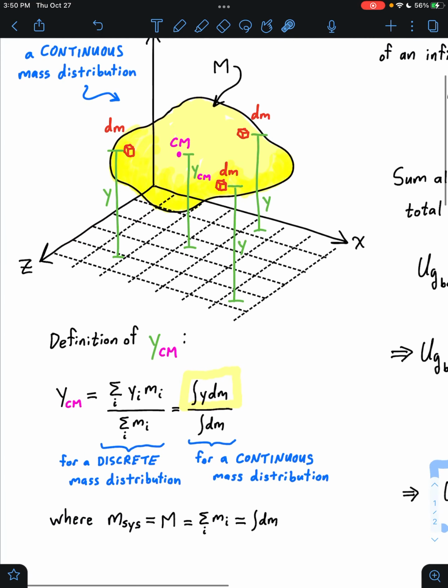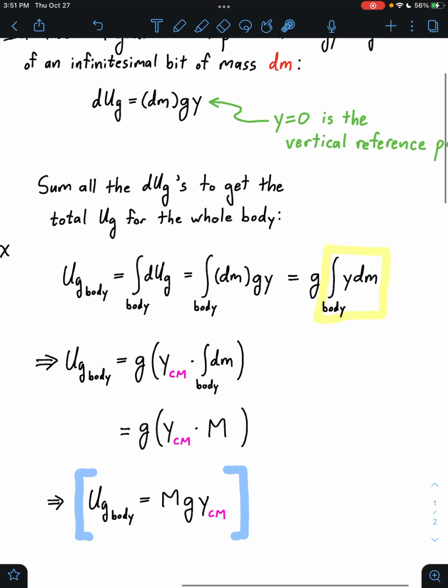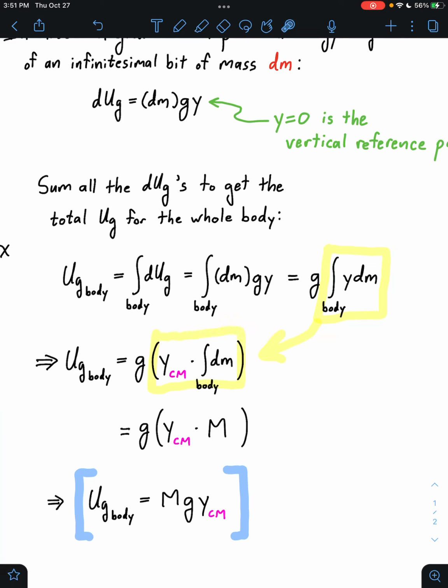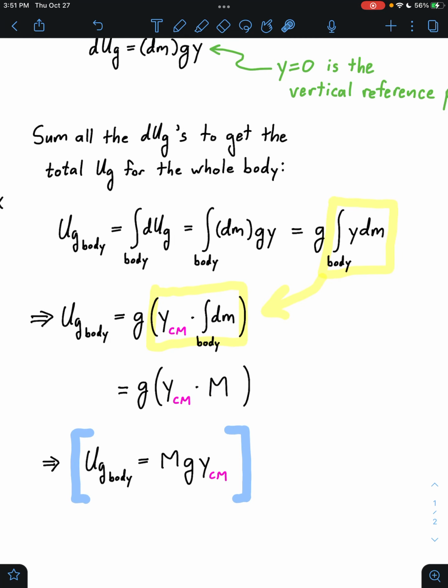So the numerator here can be expressed as the y-coordinate of the center of mass times the denominator. And these denominators we see are just the total mass of the system, or the total mass of our body, the sum of all the little bits of mass. So the total mass of the body times the y-coordinate of the center of mass is identical to this integral here. So we will replace that integral with the y-coordinate of the center of mass times the sum of all the little bits of mass over the whole body, or in other words, the total mass of the body, leaving us with a simple and familiar expression.